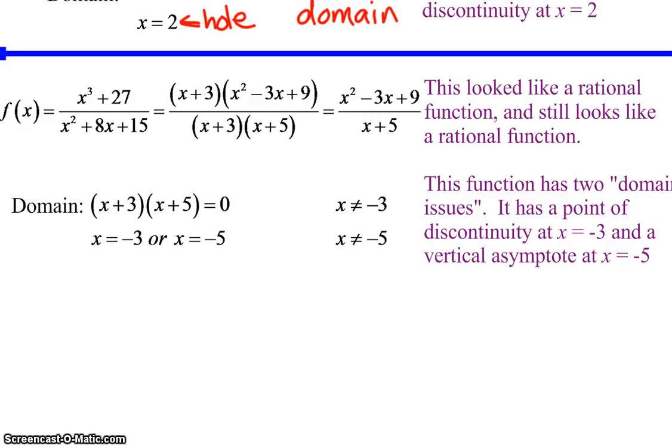Now, again, I know I'm going to have some disruptions in my graph because I do have variables in the denominator. In this case, I have two disruptions. Because the x plus 3 cancels, I can tell that when x plus 3 equals 0, I'm going to get a hole. When the x plus 5 does not cancel, it means I will still have a rational function, and rational functions have vertical and or horizontal asymptotes. Therefore, I knew that I was going to have a hole at x equals negative 3 and a vertical asymptote at x equals negative 5.